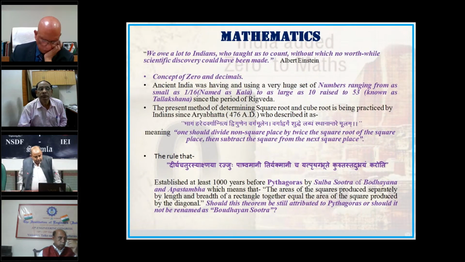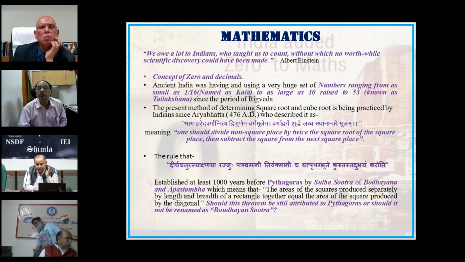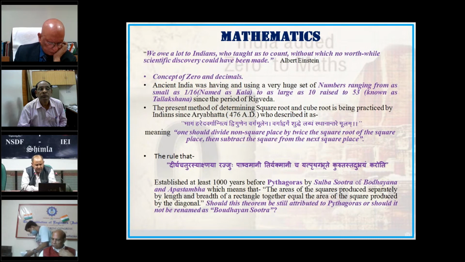See now, likewise in mathematics, the concept of zero and decimals are all Indian discoveries, with numbers ranging from 1/16 to 10 to the power 53. We were exposed to these kinds of numerals many centuries back, and Romans could only count up to 50, maybe 100, about 200 years back. So Indians were far advanced. Again, you see how to find the square root of a number. He's mentioning the formula itself. Once you divide one square place by twice the square root of the square place, then subtract the square from the next square place. This is how you find the root of a number.